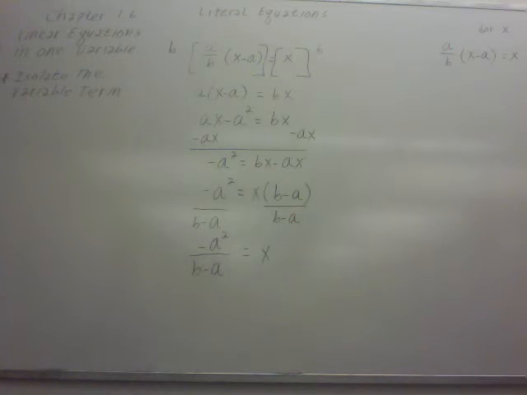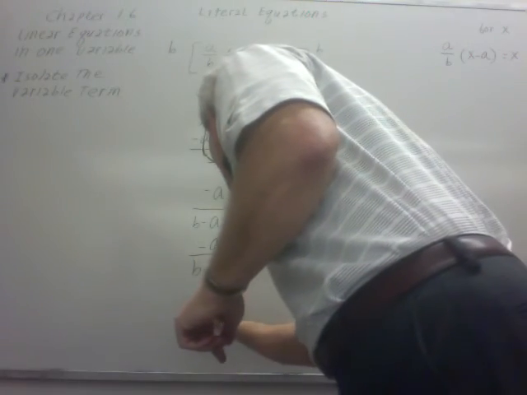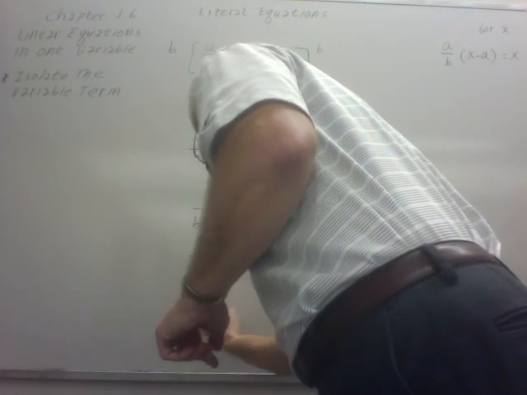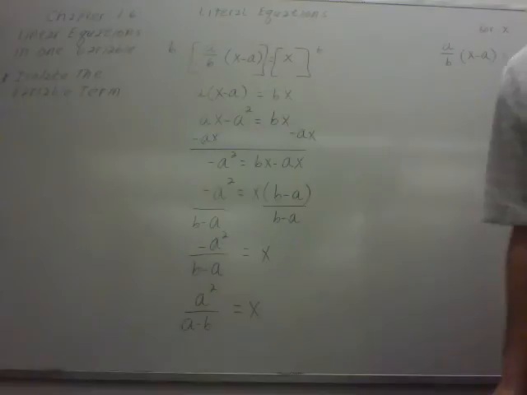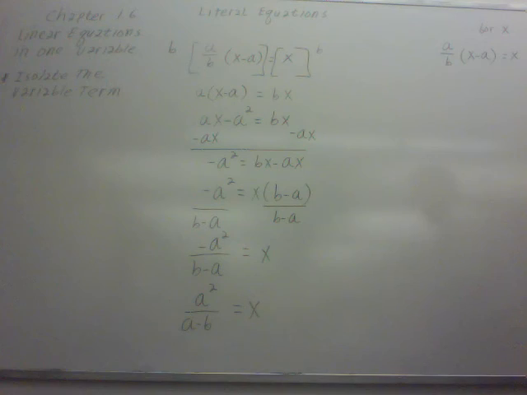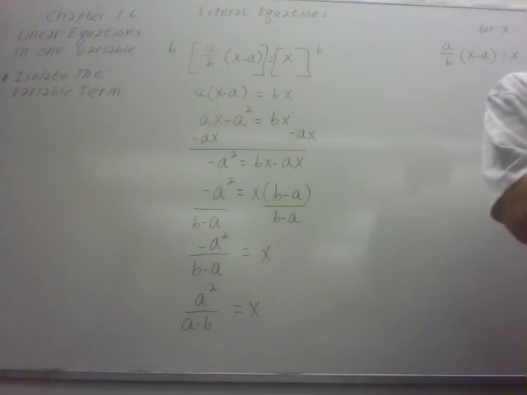Now, your book would probably have this written as a squared over a minus b is equal to x. Those are exactly the same answers. All we did here was take out a negative 1 on the numerator and denominator.